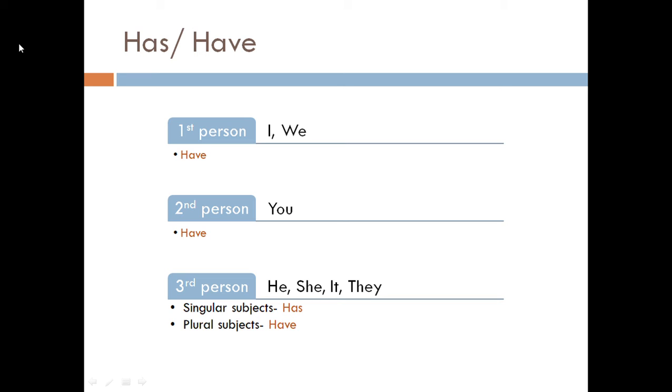Got it? So if the subject is first person, अगर subject first person है, I या we, तो have. I have, we have. Second person, you have. Third person singular, he has, she has. Third person plural, they have.